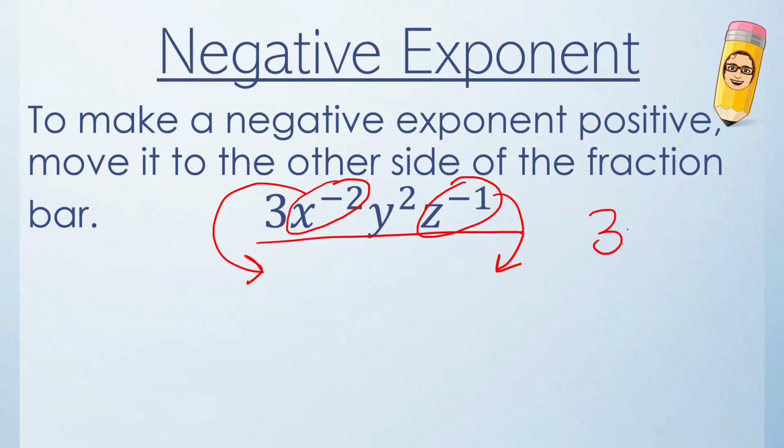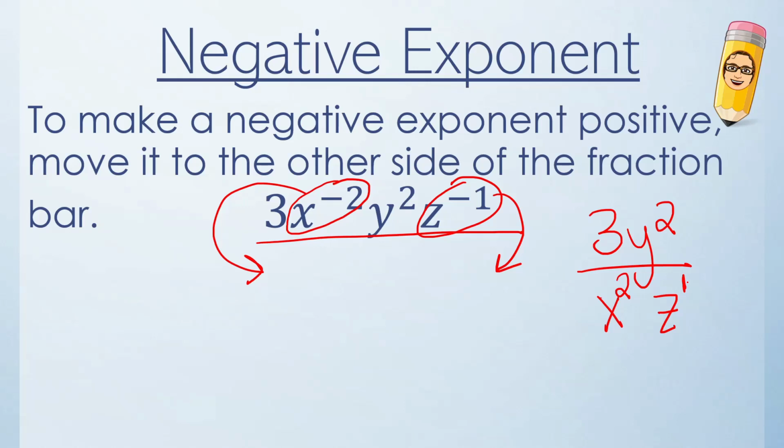But on the top, I do have 3y squared. They didn't move. They didn't have negative exponents. They had to stay up there. But the x gets to go down to the bottom and become a positive exponent. And then the z also needs to move down to the bottom. He's going to get a positive exponent as well, and that's going to be a 1. So z to the first.